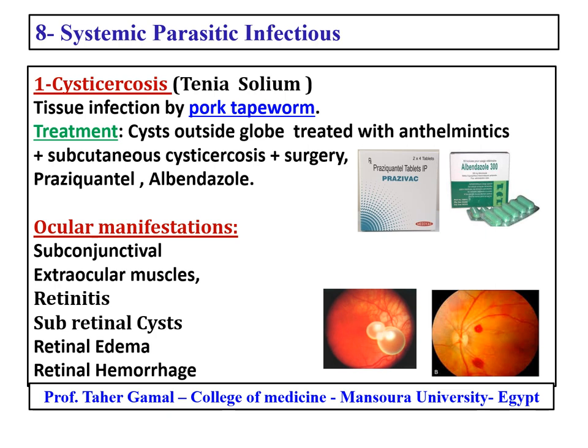The last type of infectious diseases is the parasitic group. Systemic parasitic infection may be cysticercosis, Taenia solium, tissue infection by pork tapeworm. The treatment of cysts outside the globe is with anthelminthic drugs; subcutaneous cysticercosis is treated by surgery, praziquantel and albendazole. The ocular manifestation of cysticercosis Taenia solium is in the form of subconjunctival, extraocular muscle, retinitis, subretinal cysts, retinal edema and retinal hemorrhage.